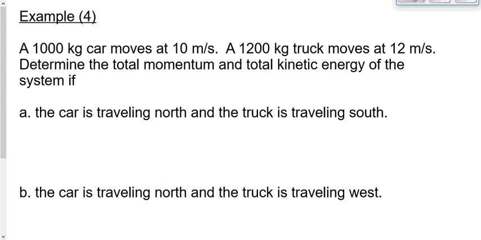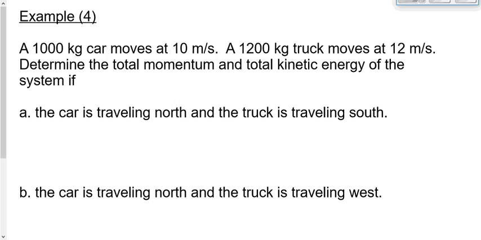Let's have a look at one more example, and then we'll shut it down for the day here. Example number 4 says a 1,000 kilogram car moves at 10 meters per second, and a 1,200 kilogram truck moves at 12 meters per second. What's the total momentum and the total kinetic energy in 2 different scenarios? In the first scenario, the car is traveling one way, and the truck is traveling exactly opposite on one plane. In the second case, the car is traveling north and the truck is traveling to the west on a different plane in a different dimension.